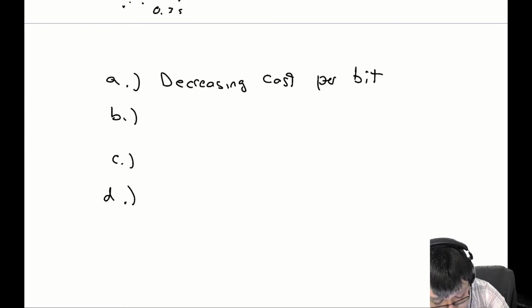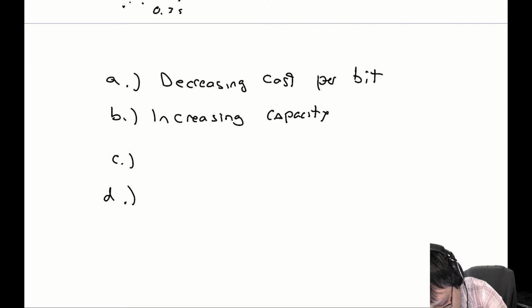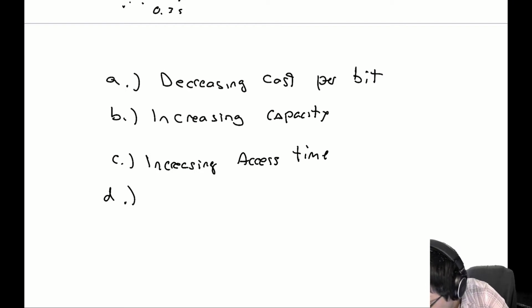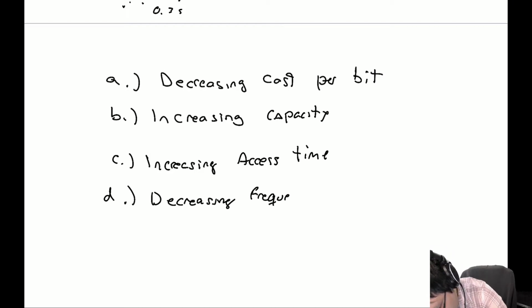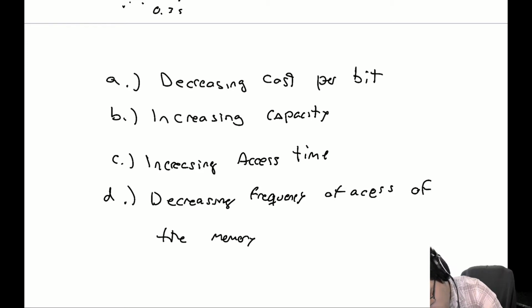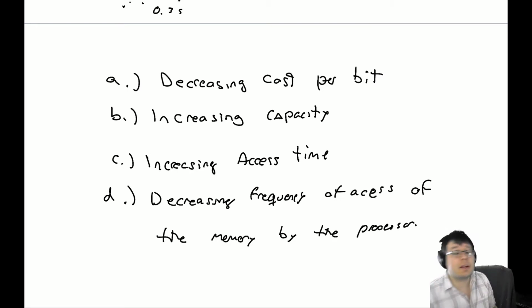So decreasing cost per bit, increasing capacity, increasing access time, and then decreasing frequency of access of the memory by the processor. Okay, so those are the 4 things that we're aiming to do.